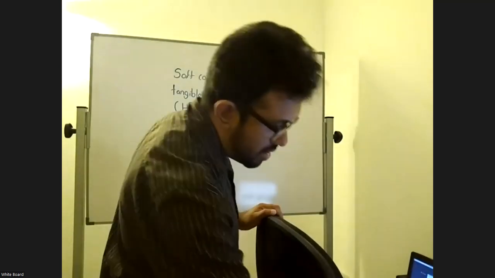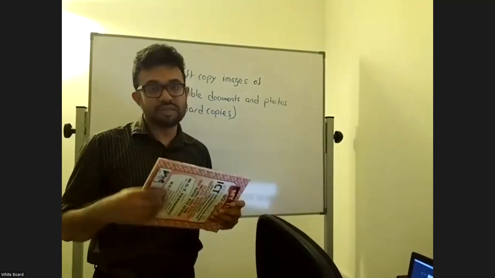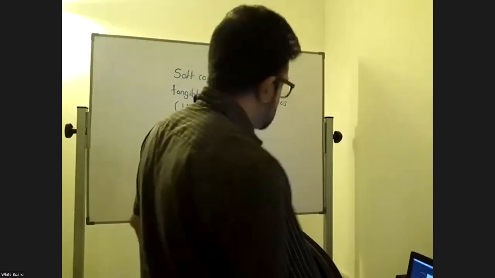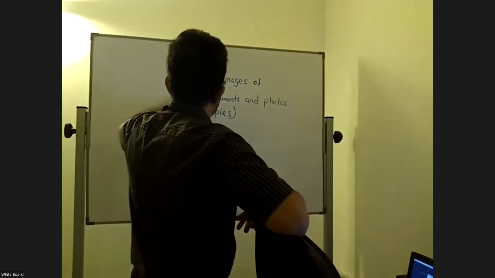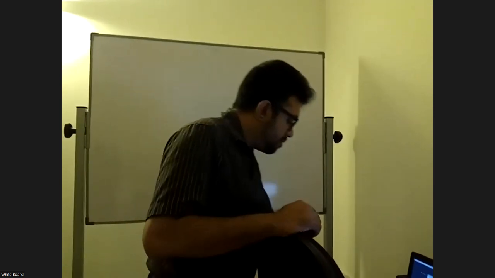We are going to scan things we can touch, like documents or photos. So we are going to scan them. So that was all the input devices that we can observe. Now we come to the next category, number 2, output devices.